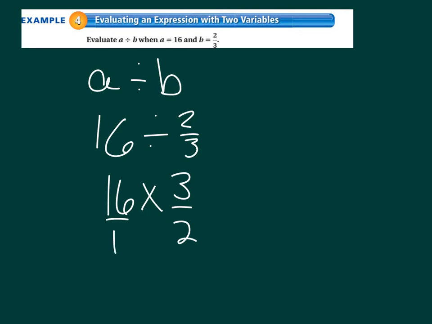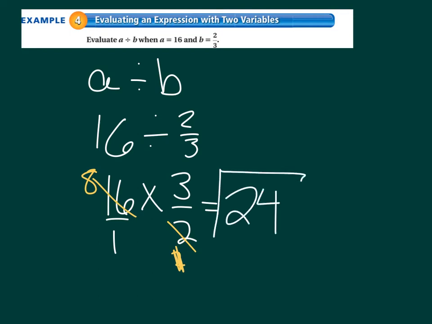We change 16 so that it looks like a fraction also, and then we can just cross cancel. So when I cross cancel, I can take out the 16 and the 2. That 2 now becomes a 1, the 16 is now an 8, and I can just multiply straight across. On top I have 8 times 3, I get 24. On bottom I just get 1, so my answer is 24.